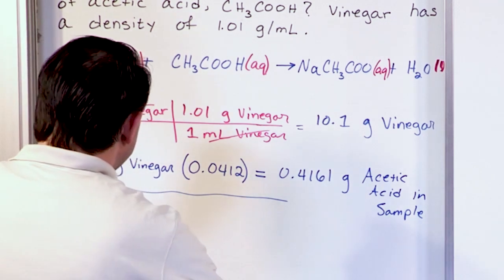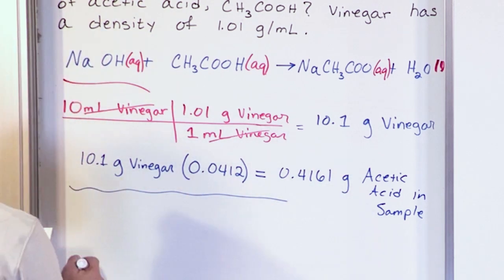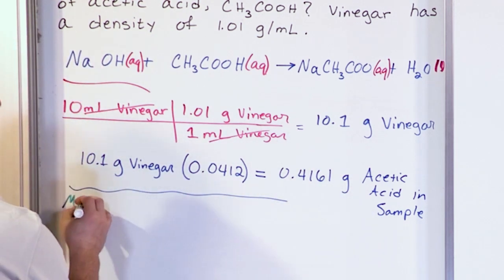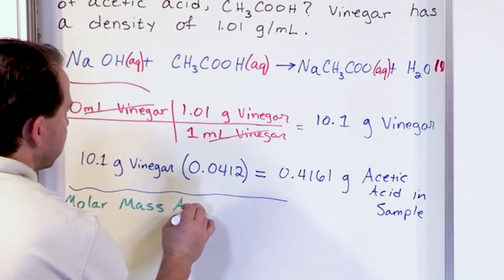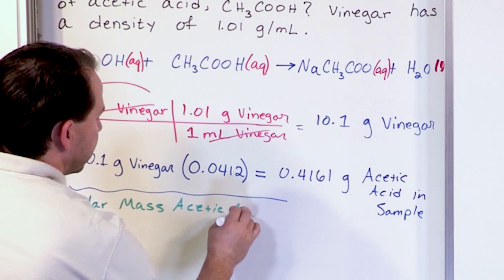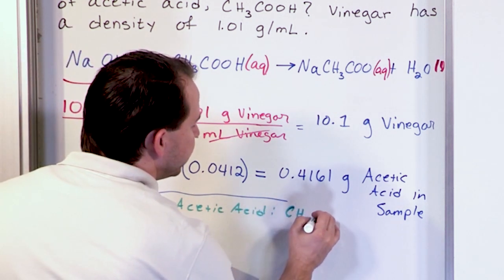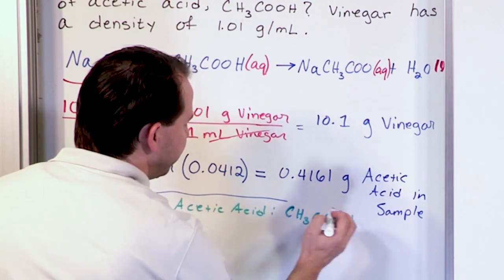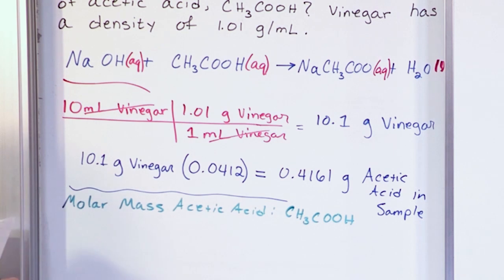So let's go ahead and figure something out. In order to go from grams to moles here, we need to know the molar mass of acetic acid, which, just to remind you, is CH3COOH. That's what we're trying to find there. So how do we find that?